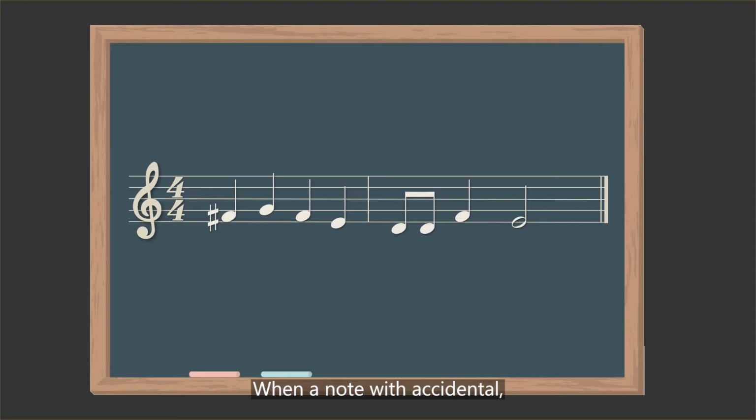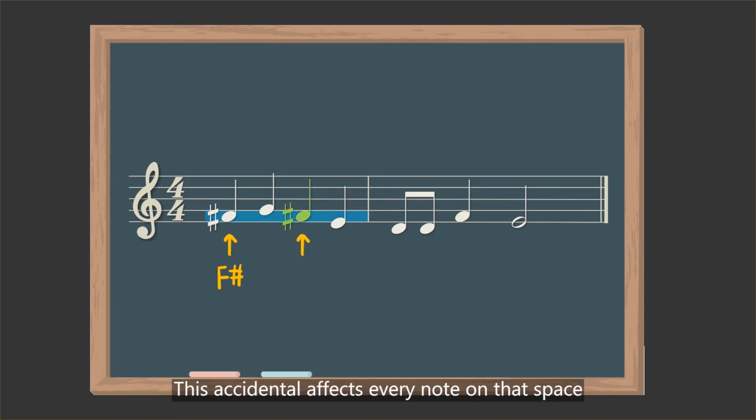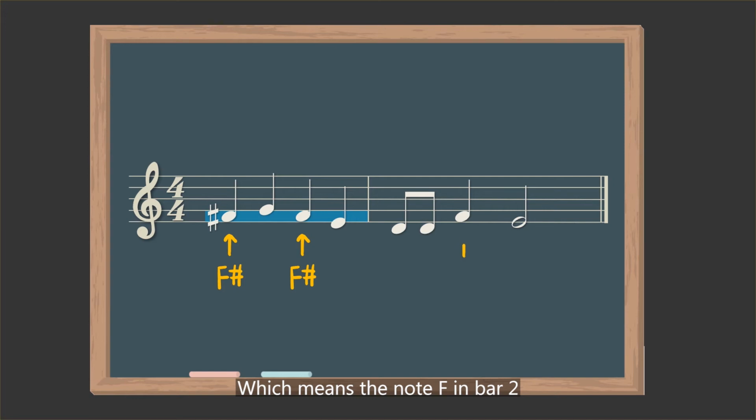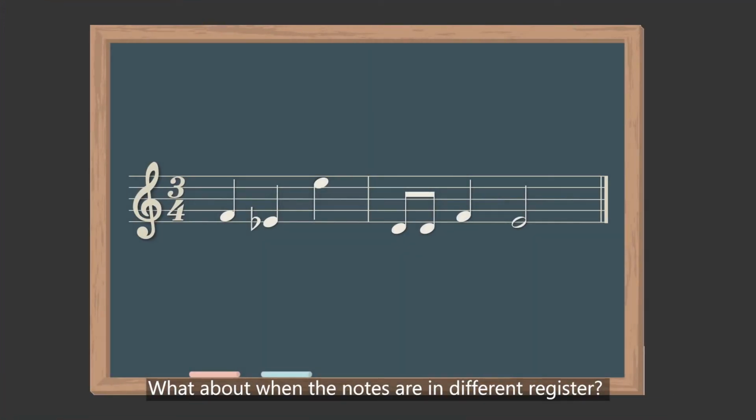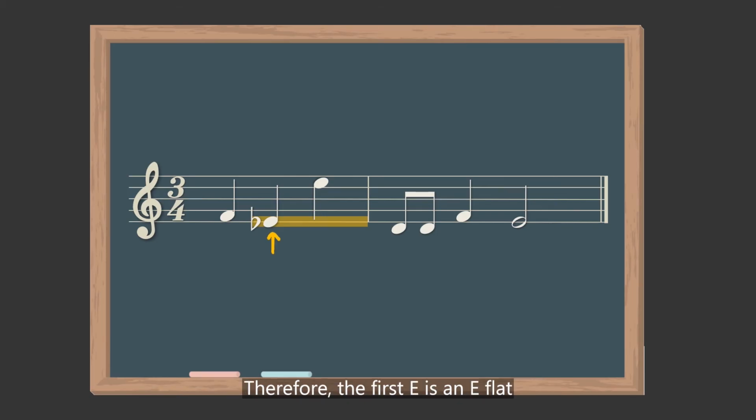When a note with an accidental, let's say F sharp, appears in the music, this accidental affects every note on that space until the end of the bar, which means the note F in bar 2 is not affected by the sharp. What about when the notes are in different registers? As I mentioned before, accidentals on a line or space only affect the notes on that line or space. Therefore, the first E is an E flat, but the second E is an E natural.